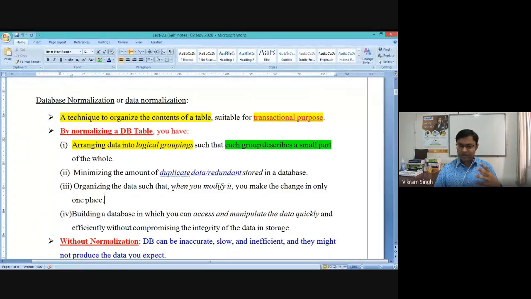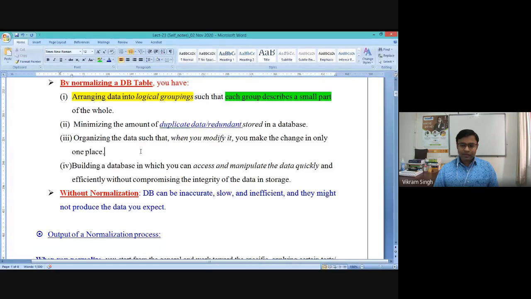So whenever we perform modification on this database table, the effort will be less. That's what we are intending, that's what we want to be done. Because if we are not doing this, it will cause those three anomalies, right? Delete, insert, and update anomalies, right?